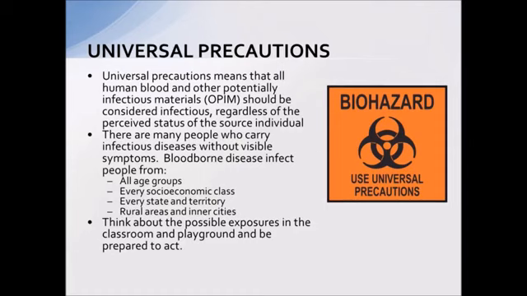Universal precautions is basically the concept that we consider all infectious materials, no matter where they came from or what the source would be, to be infectious. And you can't look at the perceived status of the source individual, because bloodborne pathogens can affect all ages, any socioeconomic class, rural, inner city. Basically, you can't judge by looking at somebody who may be infected and who may not.